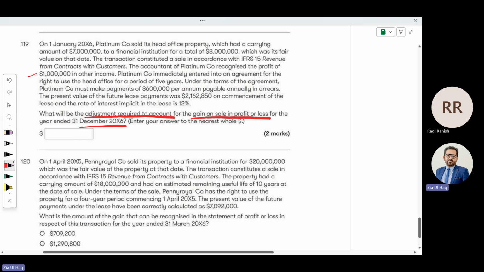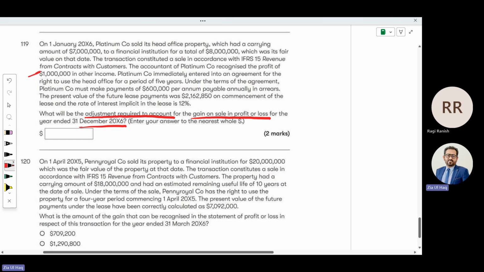And they have recorded this profit. By how much amount should this profit be reduced? They have not asked what profit they should record. They are asking by how much this profit should be reduced. And that amount is the profit relating to the right retained.